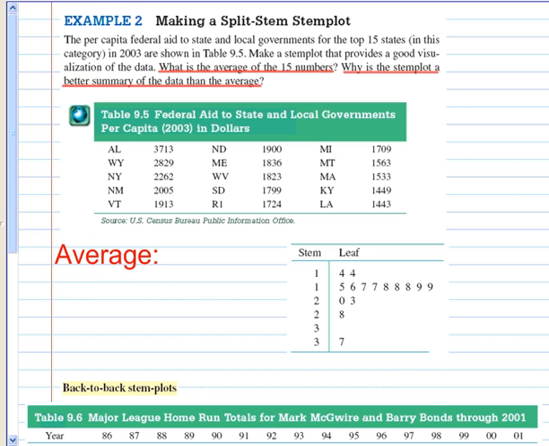Okay, so here's another one. They say, making a stem and leaf plot, the per capita federal aid. So how much does the federal government give in aid to state and local governments? The top 15 states, they say. This happens to be from 2003. And they want us to make a stem plot that provides a good visualization. I was talking about how it makes a good picture, a good visualization of those data. Then we're going to answer some questions.